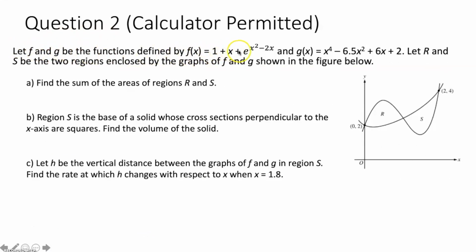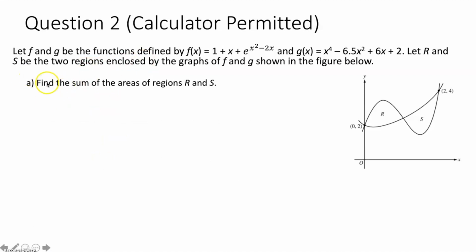Now question 2 says let f and g be the functions defined by f of x is equal to 1 plus x plus e to the x squared minus 2x, and g of x equals x to the 4th minus 6.5x squared plus 6x plus 2. Let R and S be the two regions enclosed by the graphs of f and g shown in the figure below. Now this has 3 parts just like the one before, so we're going to take each part individually. The first part says find the sum of the areas of regions R and S.